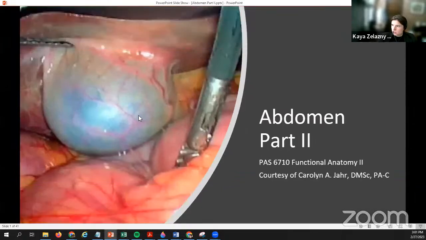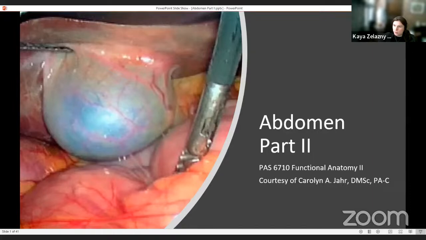Okay, so today we are going to pick back up with our discussion of the abdomen. Ooh, a lot of stuff on that bar. Hold on. That's what I wanted.